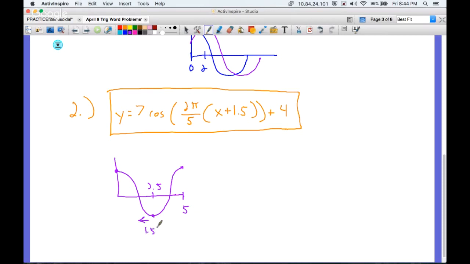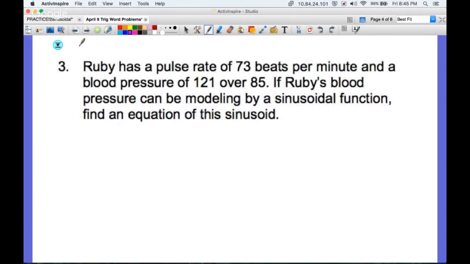All right, so that was number 2. Hopefully you did all right on that. I'm going to explain number 3, 4, and 5, and then you can try 6 and 7 on your own.